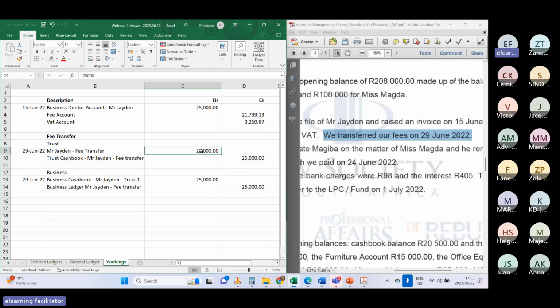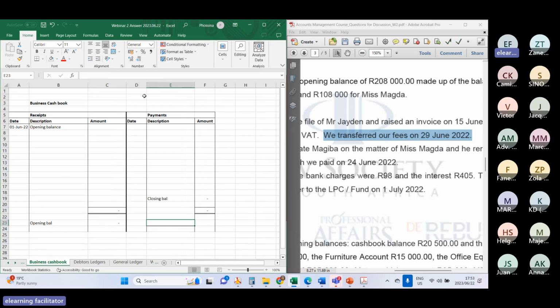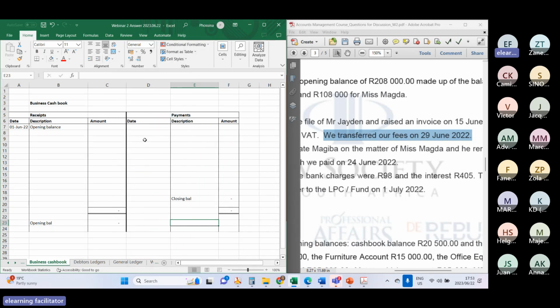Trust ledger being reduced, also business ledger being reduced because here we're going to be holding less trust funds. Here we're going to have no data because our money is in our bank account. It's only between us and SARS. Okay, so we go and record it. We go to our business cash book. Okay, so I haven't touched on the part of the opening balance. We'll touch it. And now we record our receipt.